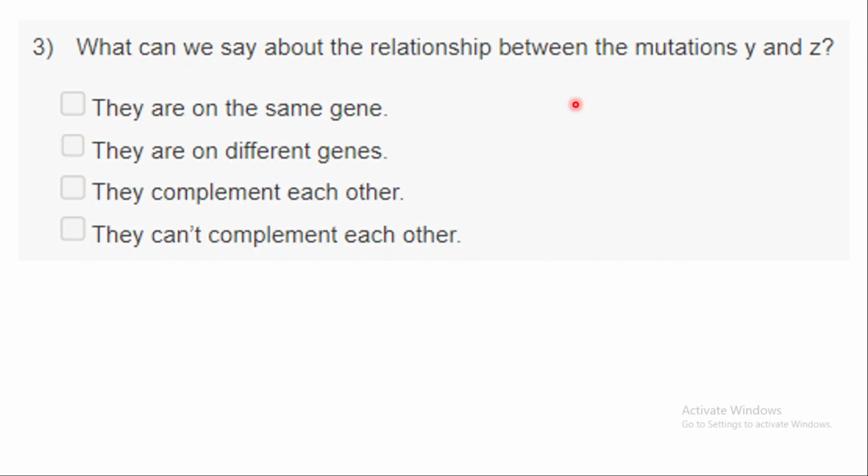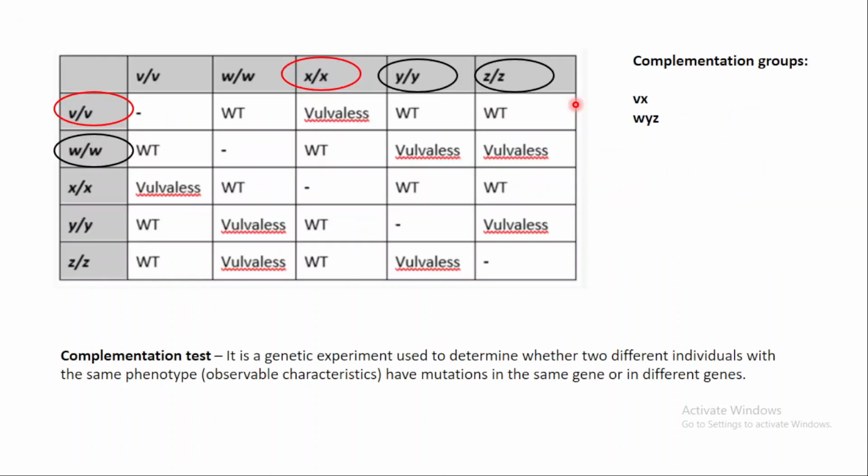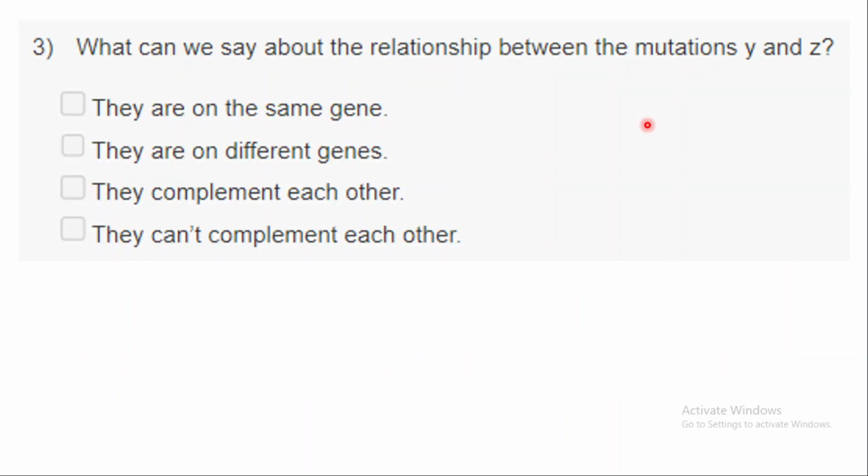Okay, Ajay has answered 2 and 4. I think it is for the third question. And Simhasanam has answered 1 and 3. You might have to look at the table again. Y and Z. I have already given you a part of the answer: W, Y, Z are in the same complementation group. Now use your concepts about complementation groups to find out whether they are on the same gene, on different genes, complement each other, or cannot complement each other. So I'm kind of making it obvious.